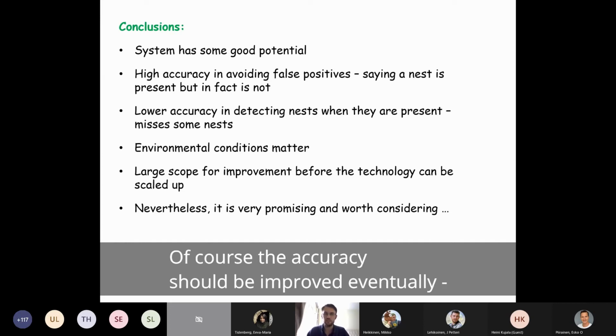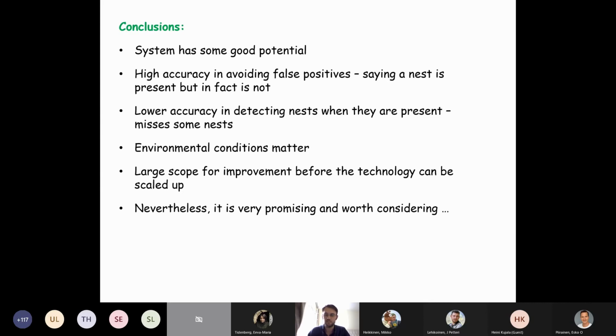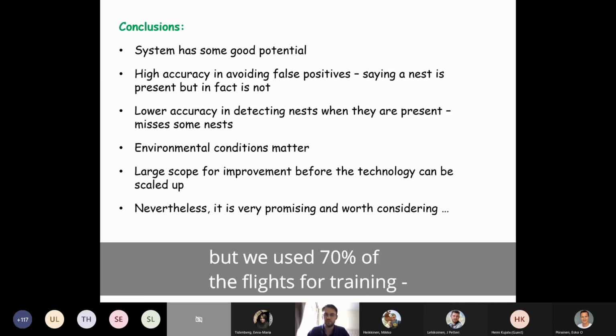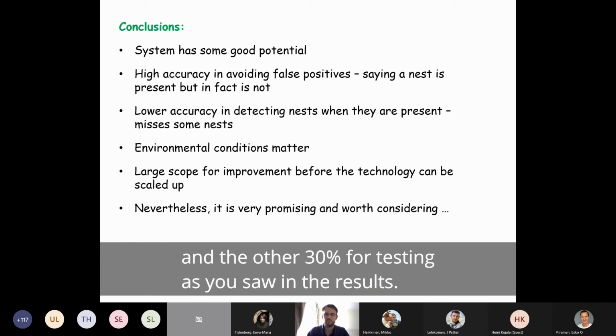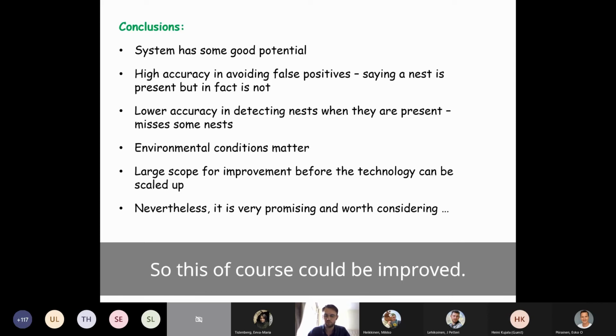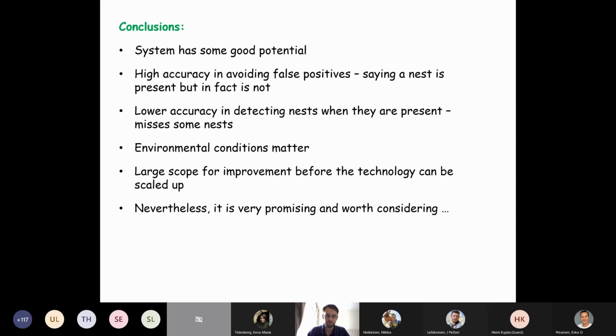Of course, the accuracy should be improved eventually, probably with more training material. Out of all the images, I forgot to mention, we used 70% of the flights for training, and the remaining 30% for testing, which you saw in the results. So this could, of course, be improved.